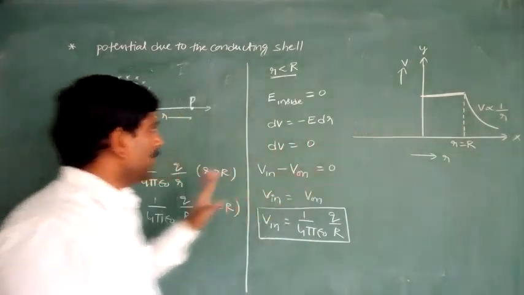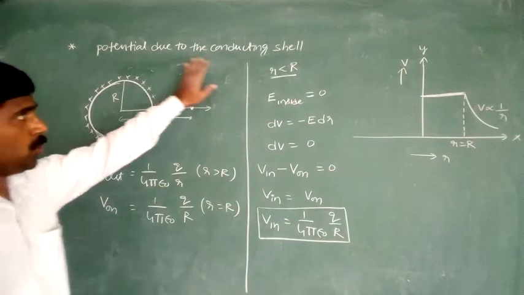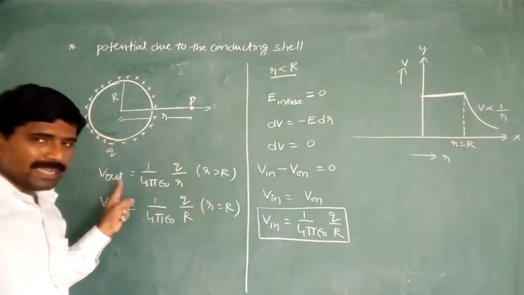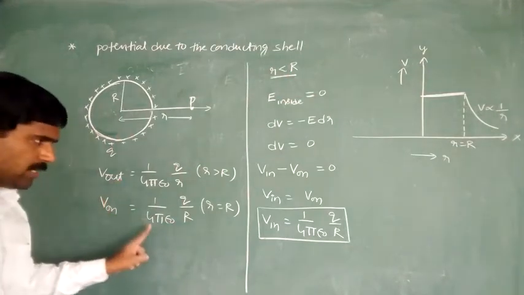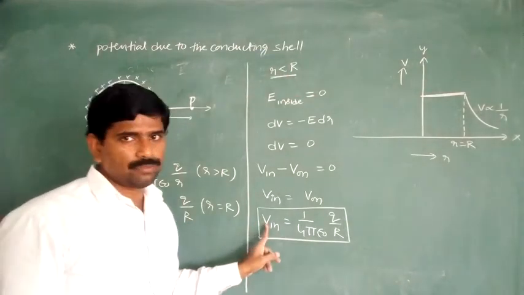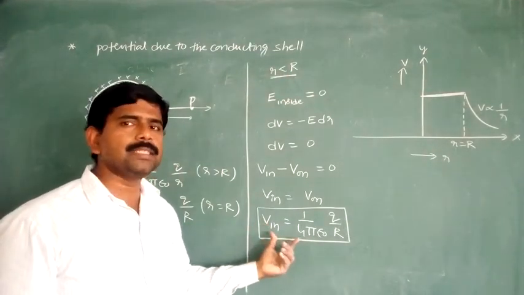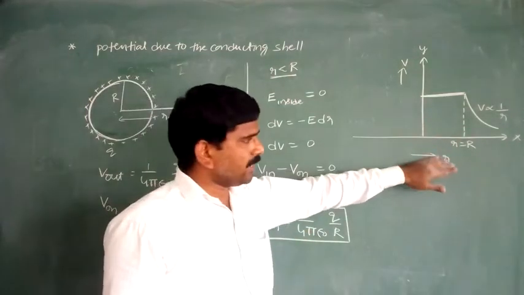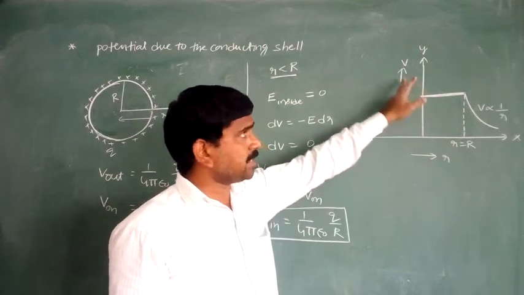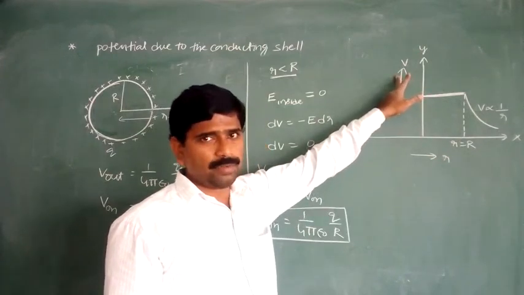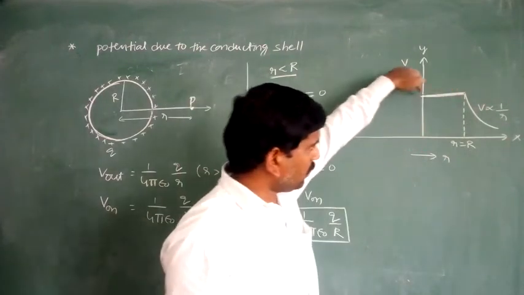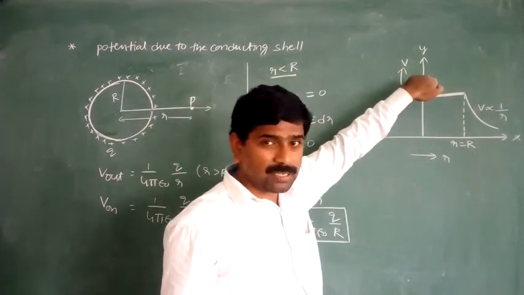This is the electric potential due to the conducting shell. First one is outside of the shell, second one on the surface, third one V inside. Potential inside of the shell is equal to how? We draw the graph. Distance is taken on the x-axis, potential is taken on the y-axis. We are getting the graph like that. Here, inside of the shell, potential is constant.